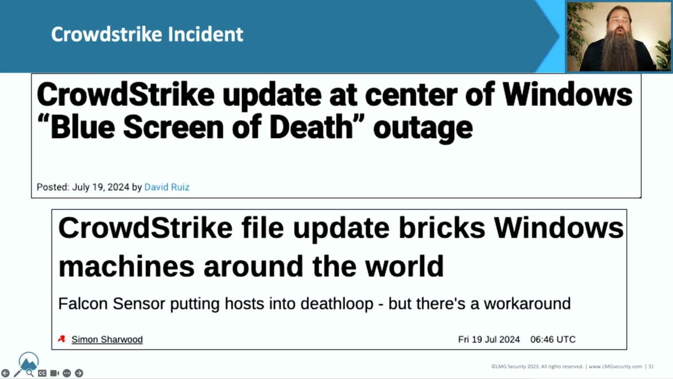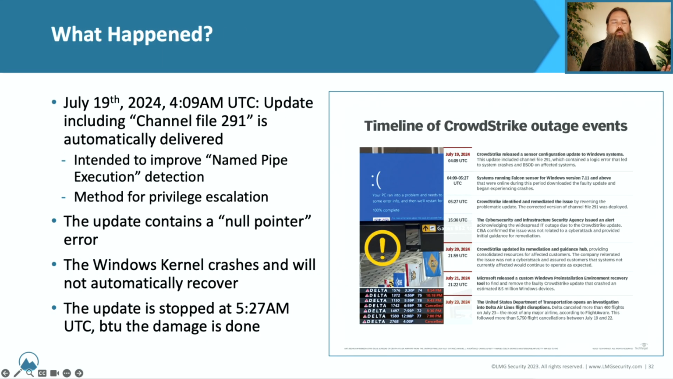So CrowdStrike was responsible for a large-scale, I guess, bricking of millions of computers around the planet just a couple of weeks before these conferences took place. And discussion of how this happened and what the impacts of it looked like took center stage in a lot of different cases. So let's go over briefly what happened here.